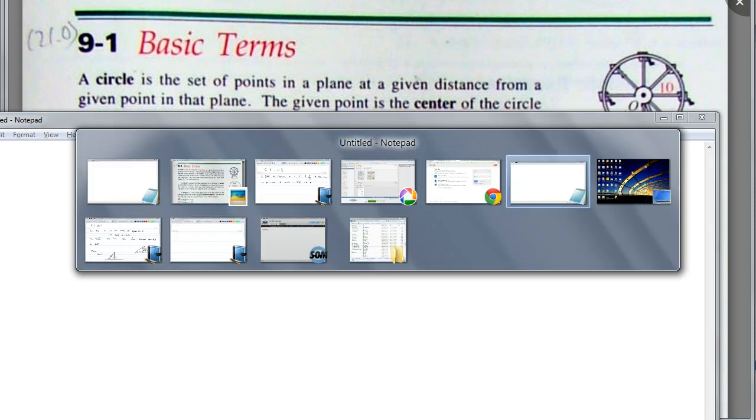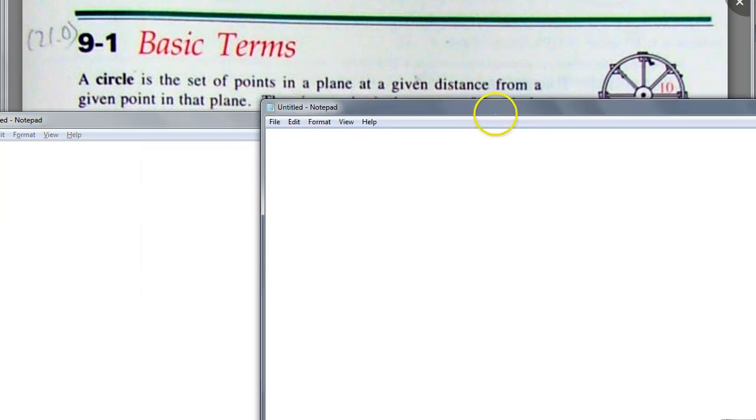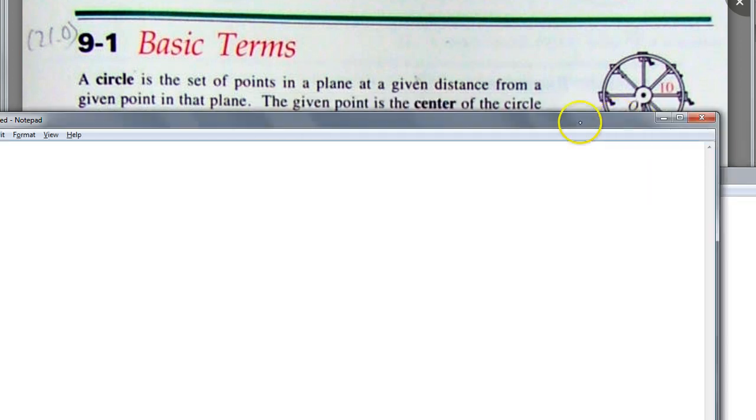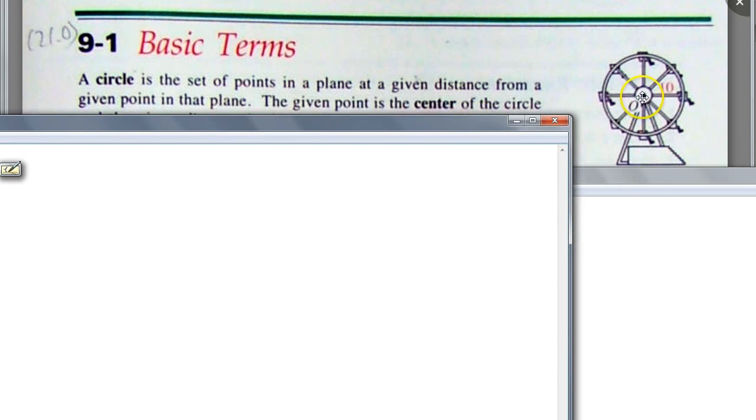Okay. So at first you may go, okay, what does that really mean? But think about this. A circle is a set of points in a plane at a given distance from a given point. So you fix a given point, and you look at all the points that have a given distance from that point. So for example, look at this Ferris wheel. You see the center of this Ferris wheel? Let's say, look at every point on this circle. What do you notice about the distance from the center to every point on this circle? It's fixed. It's 10 units, whatever this unit might be. So that's how we define a circle.